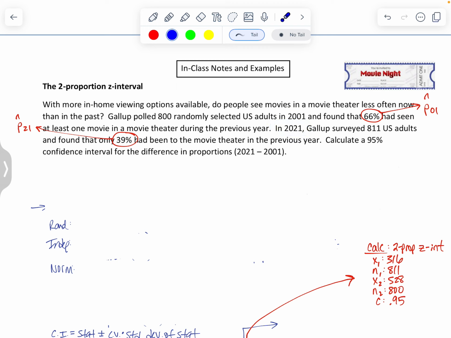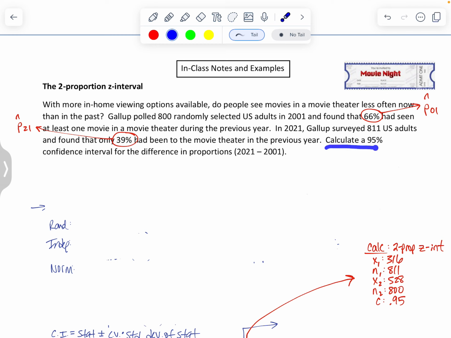So interesting, we have a p hat from 2001, which, notice my little acronym, my subscript here, p hat from 01, versus I have a p hat from 21 over here. And look how different those two numbers are. 66% of people had been to the movie theater at least once that year in 2001, versus only 39% have said, yeah, I saw a movie in the last year. That seems like a significant difference. And so what are we supposed to do here?